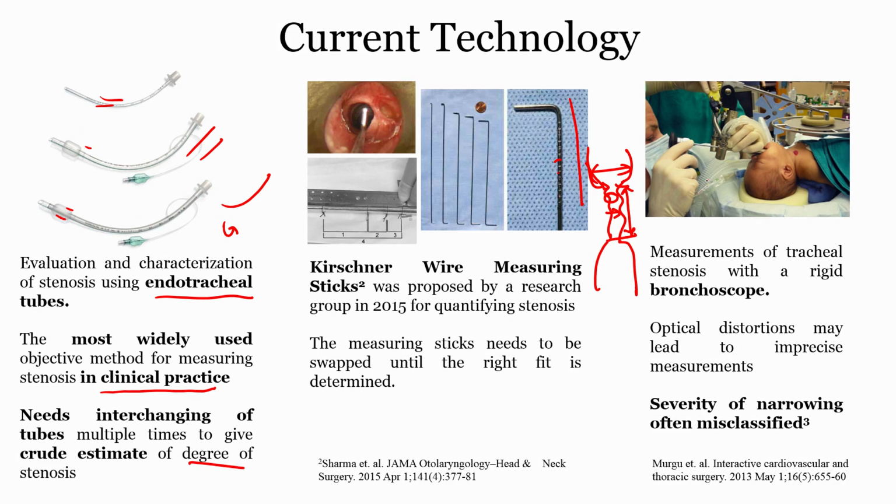All of this is again a crude estimate using this tool, and here you could see how challenging it is for a surgeon to insert something called a bronchoscope and visually assess how the diameter inside is reduced. Assessing the amount of narrowing becomes difficult, and hence it is often misclassified.